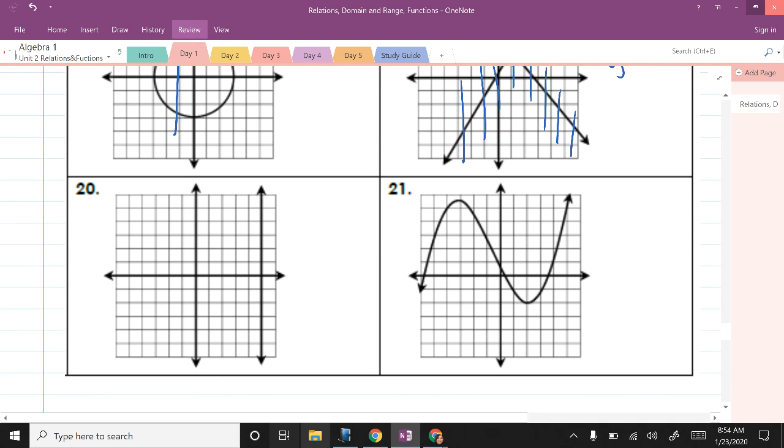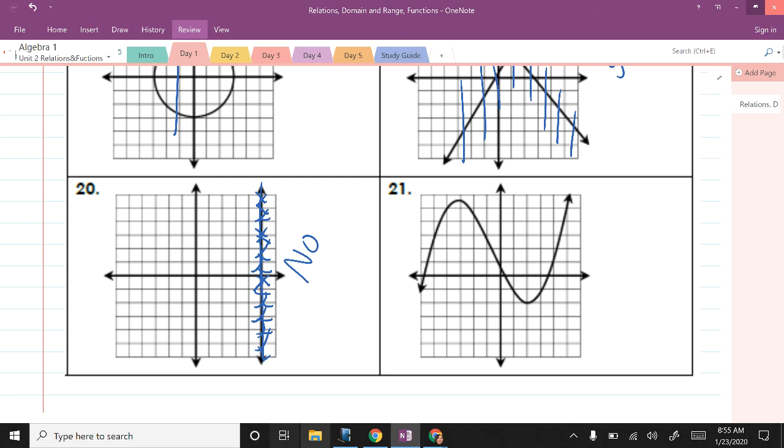Number 20 is a vertical line. Does a vertical line pass a vertical line test? Well, what if I draw my vertical line on top of this vertical line? How many times am I touching? I'm touching infinite times. I'm touching too much, like some of you and your significant others. So this one is not a function. All right? A vertical line is always going to fail a vertical line test.